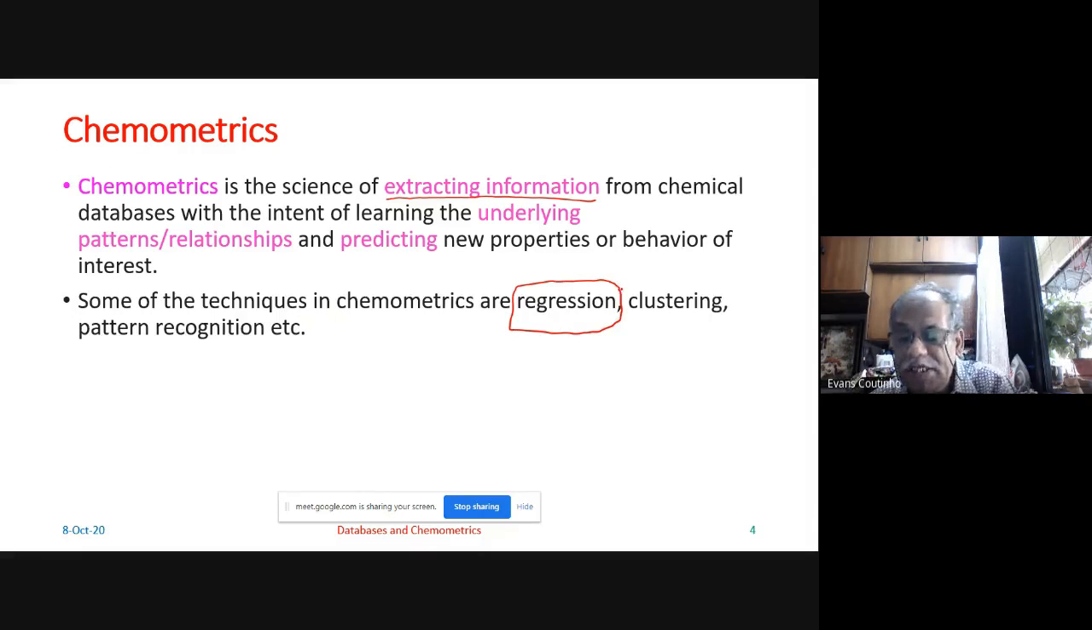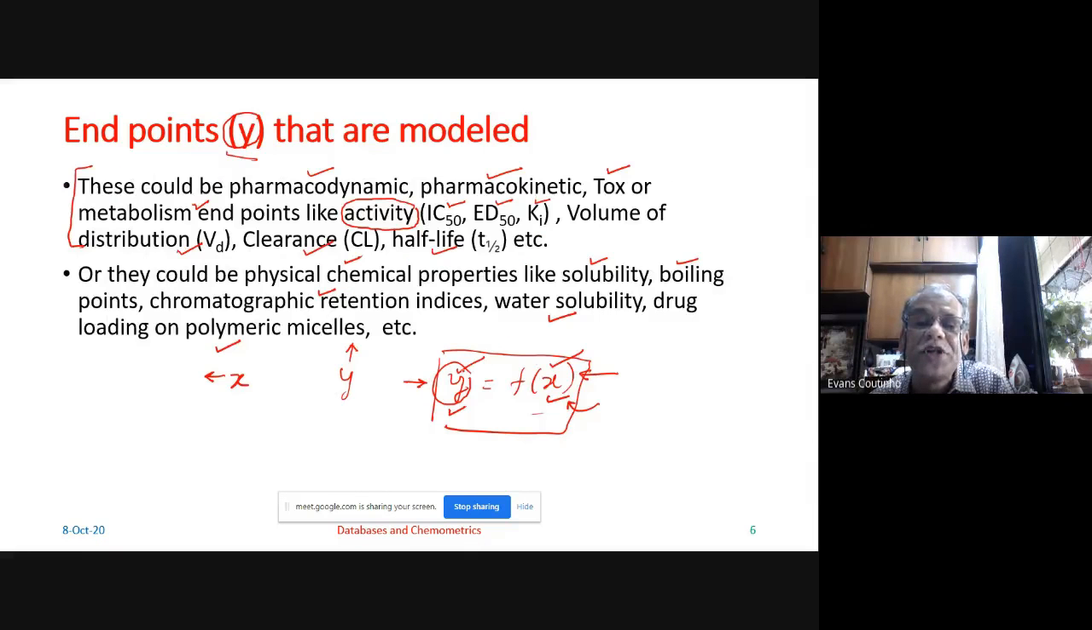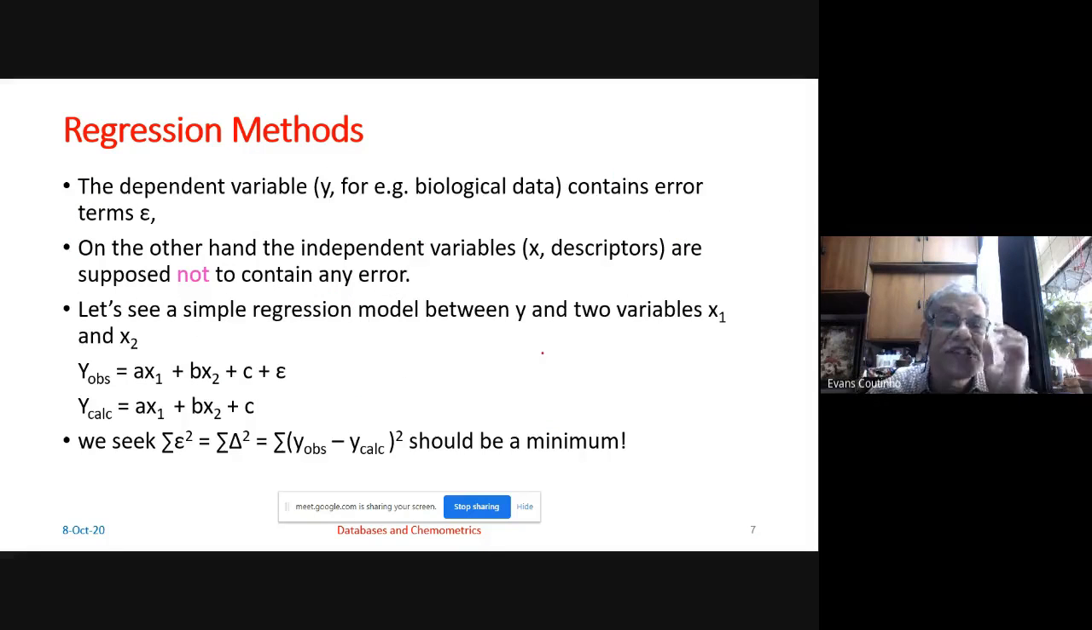So the method to develop a relationship between the Y endpoints, any one of these endpoints that I've listed out here, and the descriptors that we have seen in the previous slide, is to use regression analysis. Okay, so this is regression. This is about regression analysis.